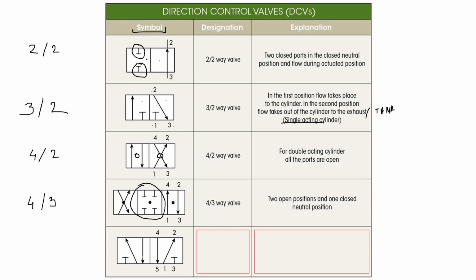And the last one we have, as we can see, 1, 2, 3, 4, 5. We have 5 ports, and here we have 2 positions. So 5/2.